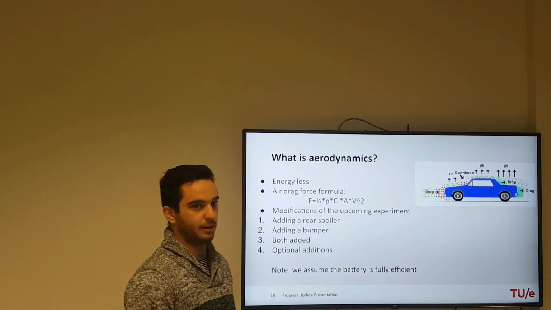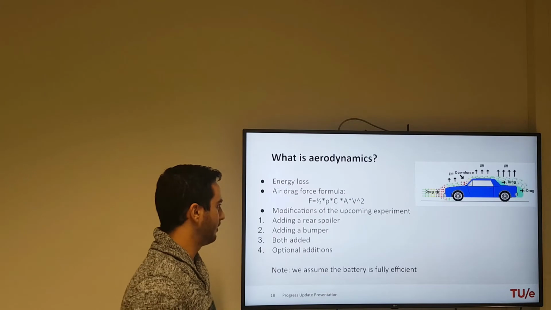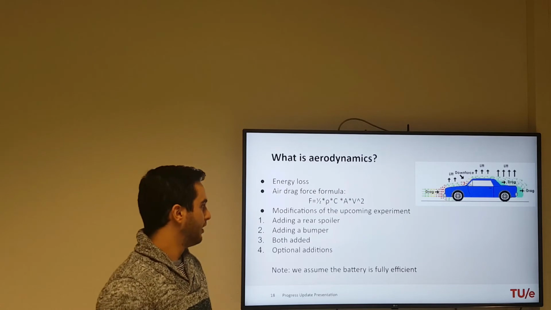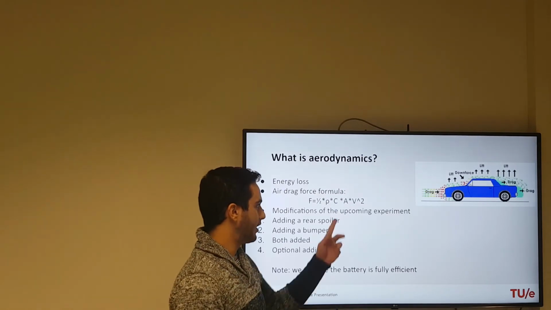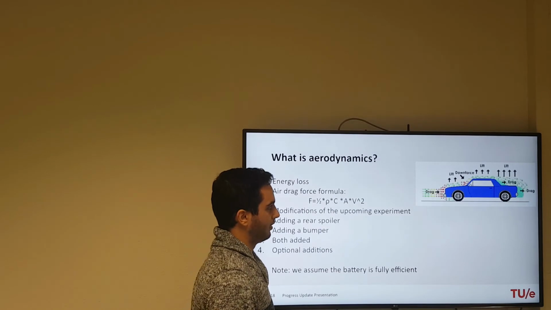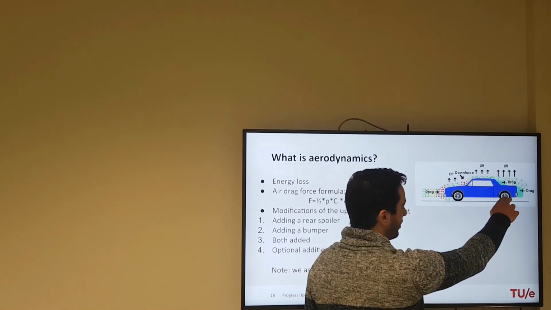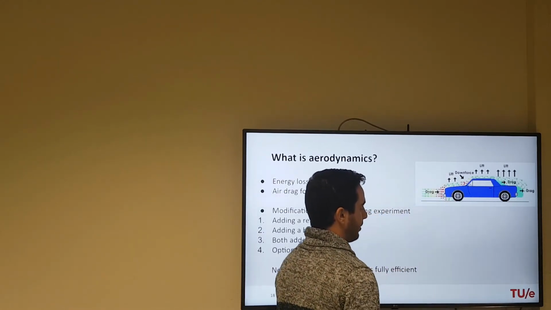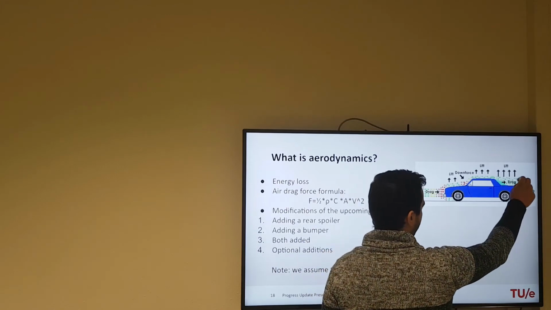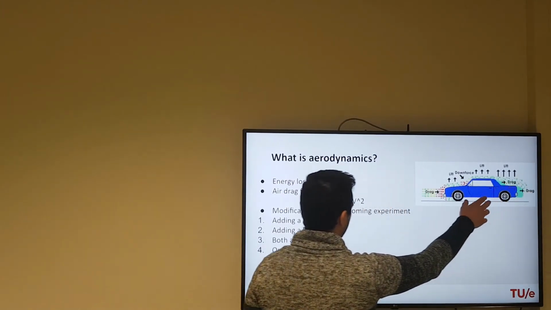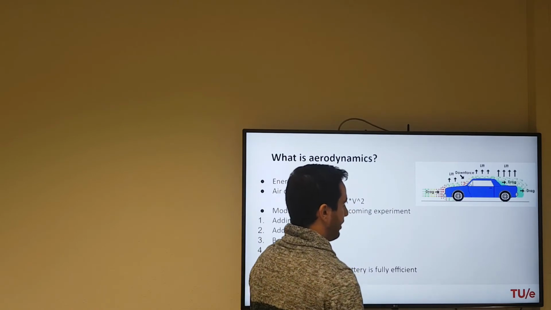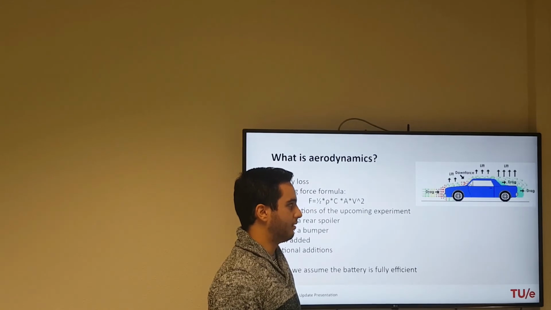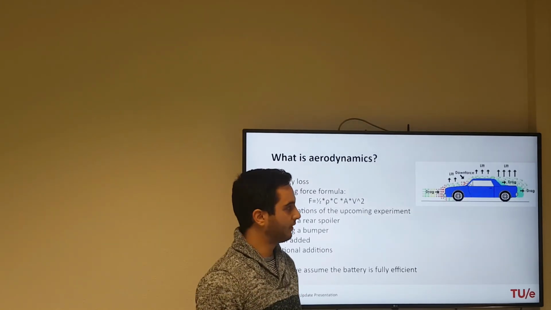Therefore, the modifications of the upcoming experiment, which are stated here, the first of them is going to be to add a rear spoiler, which is possibly going to increase the drag coefficient, but also decrease the flow separation which is happening at the rear part of the car. I think a rear spoiler is going to decrease the flow separation, but also increase the drag coefficient, and we're going to find out exactly what value it gives us.